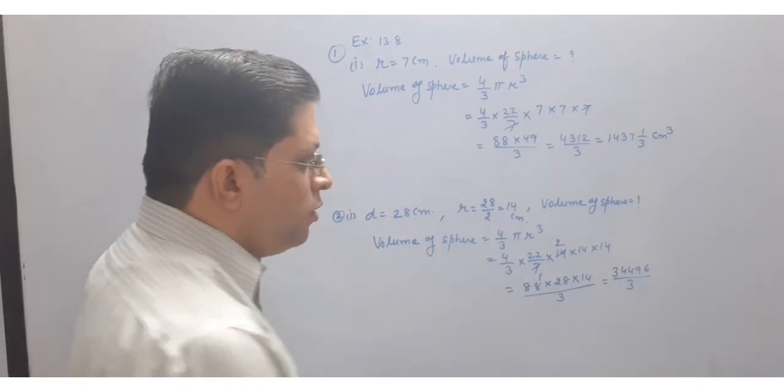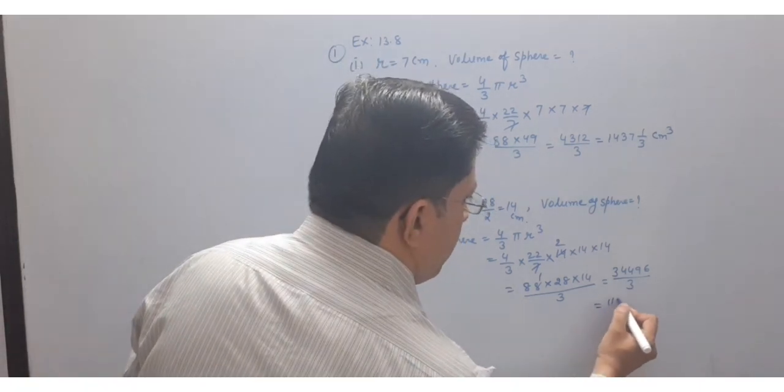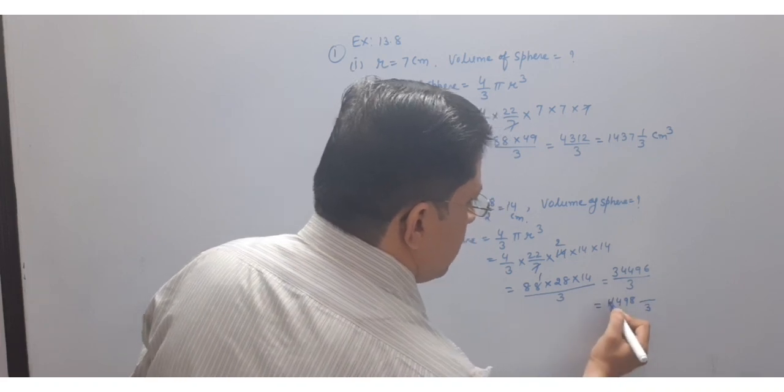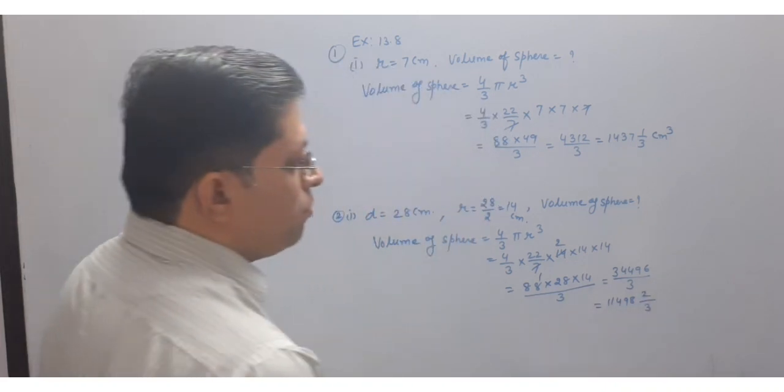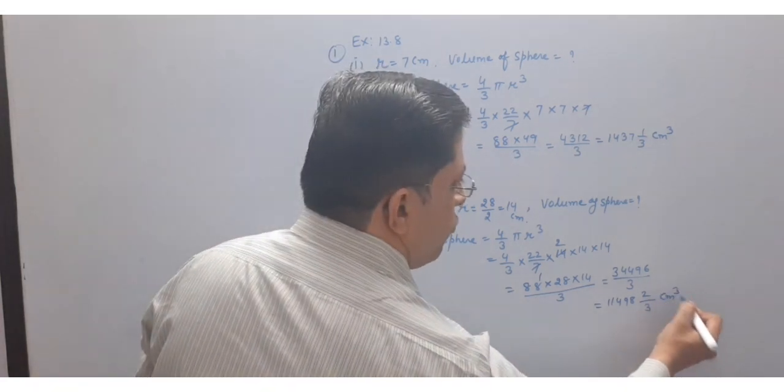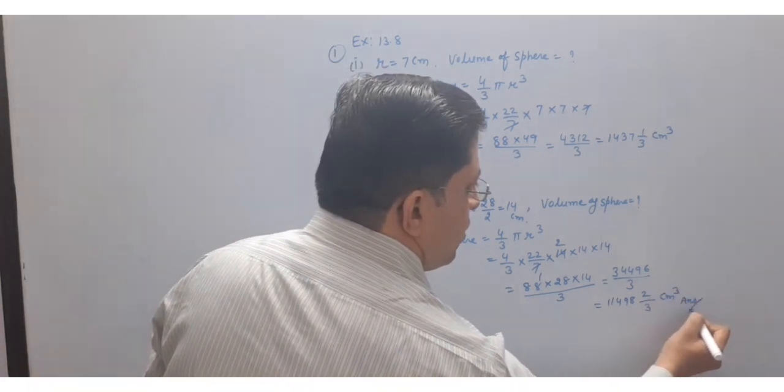Okay. And 11498 by 3. This is, then 2 is remaining. Okay. What is the unit? Centimeter cube. This is the answer.